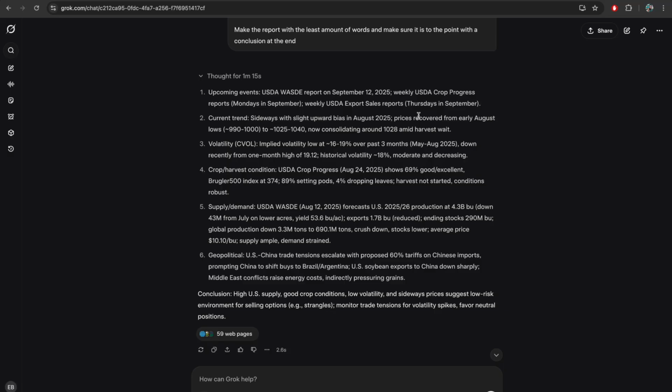Now the current trend is sideways, exactly what we found ourselves, with a slight upward bias in August 2025. Price recovered from early August lows, and now consolidating around 1028 amid harvest weight. Perfect.